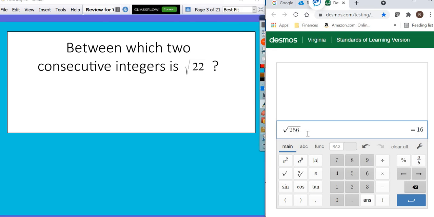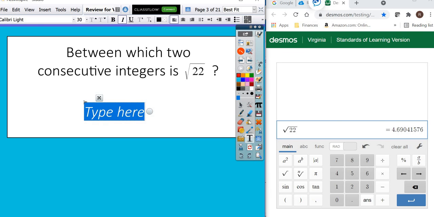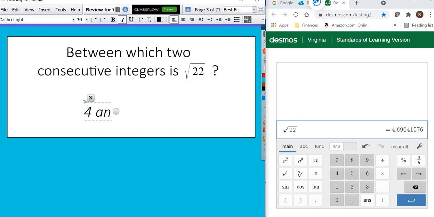This one, it says, between which two consecutive integers is the square root of 22? Now remember what we told you. See that 4.69? Whatever number or numbers comes before the decimal will always be your first number. Then all you have to do is write or type and. As a matter of fact, let me just go ahead and get a text box so that I can do this a little bit more neatly. So I'm going to type 4 and then I just add 1 to 4 or count. 1, 2, 3, 4, 5 is my next number.